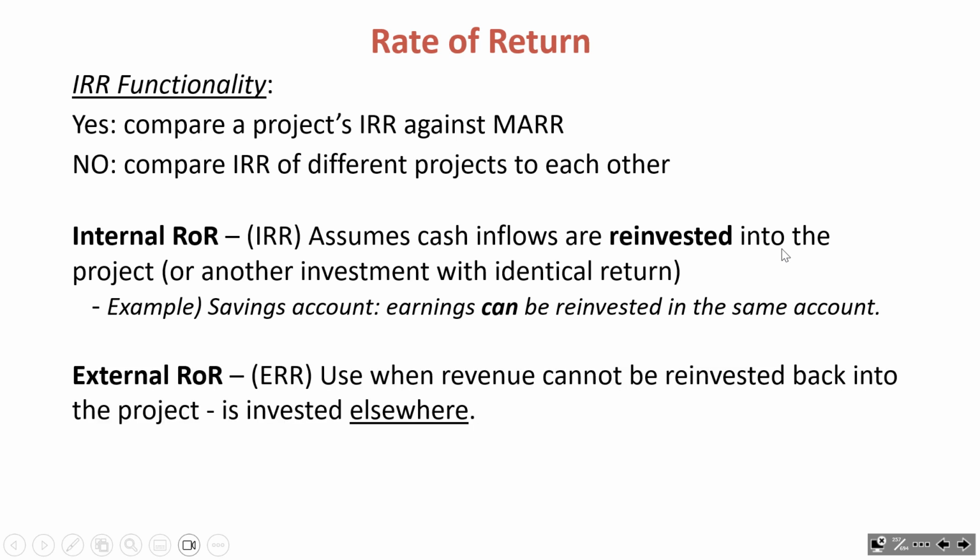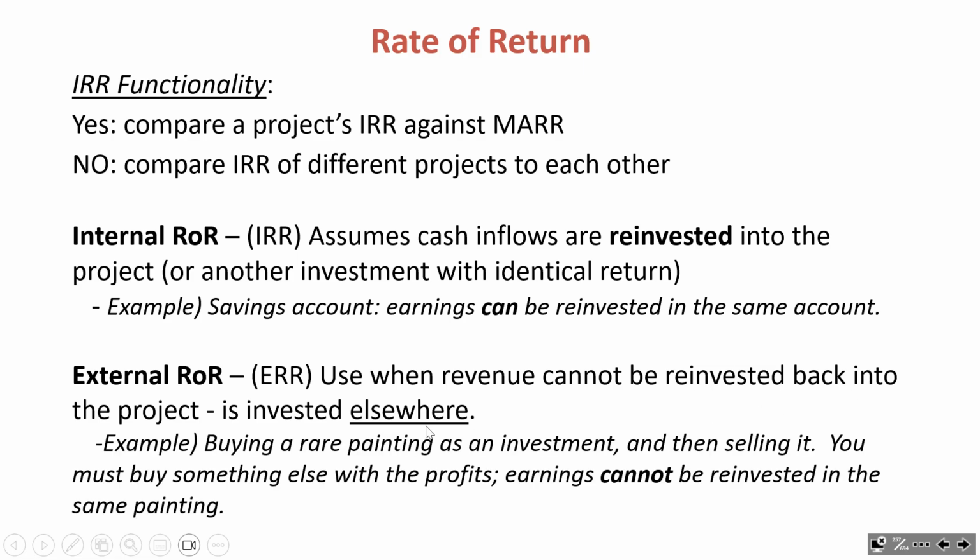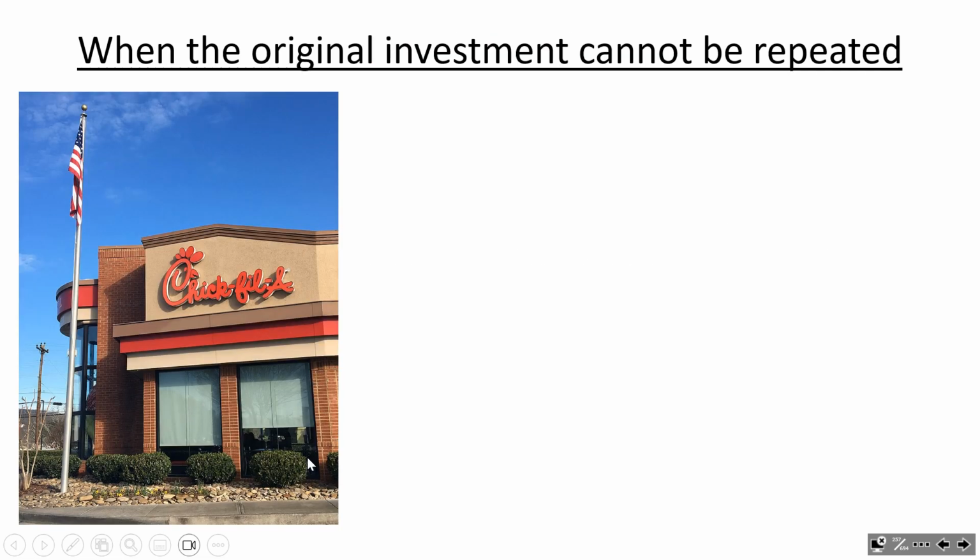So external rate of return is the more real-world analysis technique we could use, and it is more complicated because you're both accounting for the rate at which profits are generated, and you have to know the external reinvestment rate. That is, when the money is not being reinvested back into the project and you're putting it somewhere else, you have to know the rate of return in that other location. So buying a rare painting is one example where you couldn't do internal rate of return.